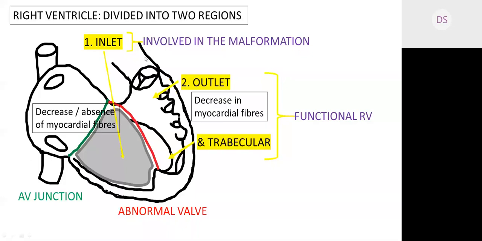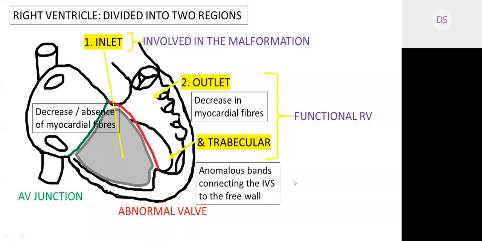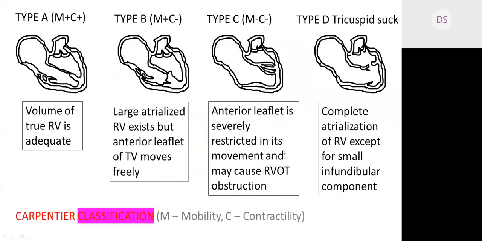So though we call this the functional RV, it's not anatomically completely normal because there is some amount of fibrofatty tissue more present in the outflow tract, and this is because the true myocardial fibers are much fewer. In the trabecular part, again, you can have anomalous bands which connect the interventricular septum to the free wall. And this is how the right ventricle overall is abnormal. However, the inlet part is the one which clearly does not get involved in the function of the right ventricle.